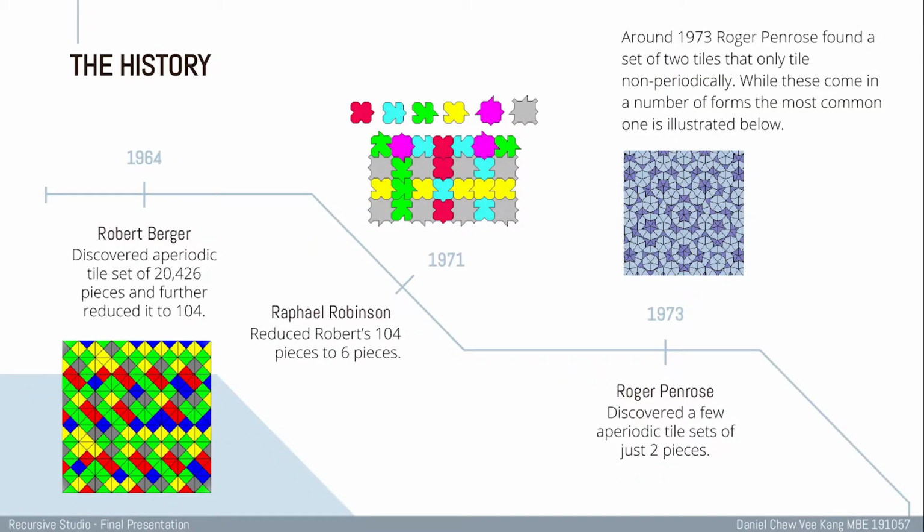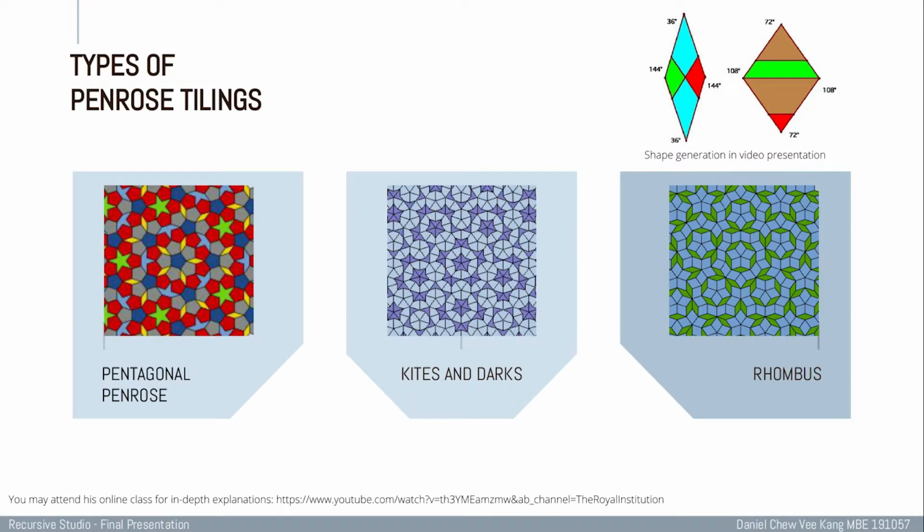This is a brief history in finding an aperiodic tiling with the least amount of shapes. The first aperiodic tile set was discovered by Robert Berger and consists of 20,000 pieces. He then reduced it to 104. 7 years later, Raphael Robinson reduced this number to 6 pieces only. 2 years later, Sir Roger Penrose discovered a few aperiodic tile sets of just 2 pieces. These Penrose tilings are called the pentagonal Penrose, the kites and darts, and the rhombus, which I would be using.